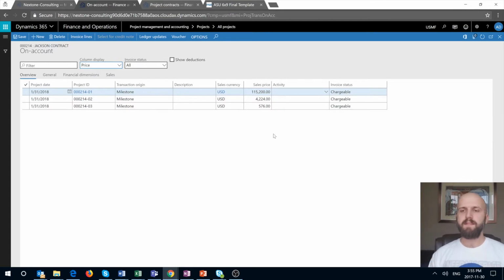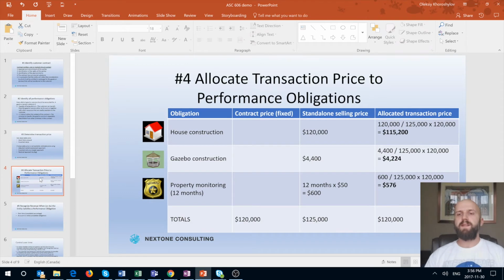Now, let's talk about how we came up with that split, because you can see that the sales price or transaction price for each of my obligations does not match the sum of all of my standalone prices. Because remember, the standalone price for the house was $120,000, but my transaction price for the house is $115,200. This is where we need to talk about allocation of transaction price to our performance obligations.